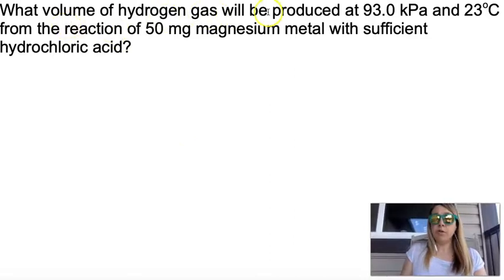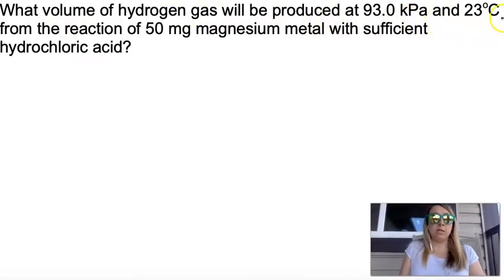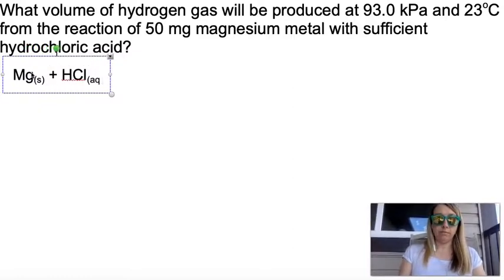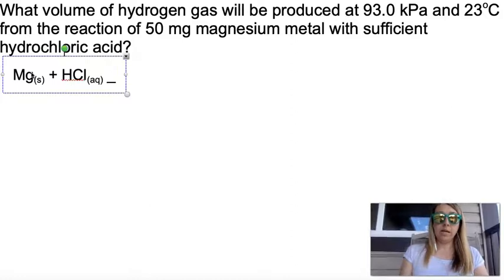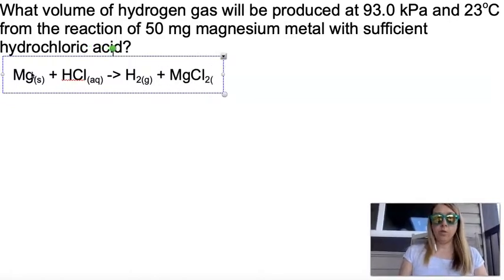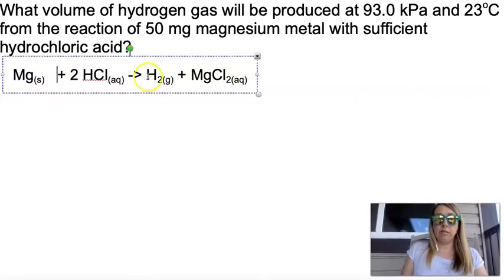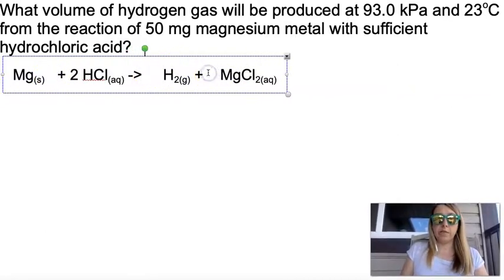So what volume of hydrogen gas will be produced at 93 kilopascals and 23 degrees C from the reaction of 50 milligrams of magnesium metal with sufficient hydrochloric acid? So stepwise doesn't change. We have magnesium combining with hydrochloric acid. Okay, this is a single replacement reaction. So we are going to make hydrogen gas and then magnesium chloride, which if we check our solubility table, is going to be aqueous. Balancing wise, we need a 2 in front of that HCl. I'm just going to spread it out a little more so that I can write some of these givens in.